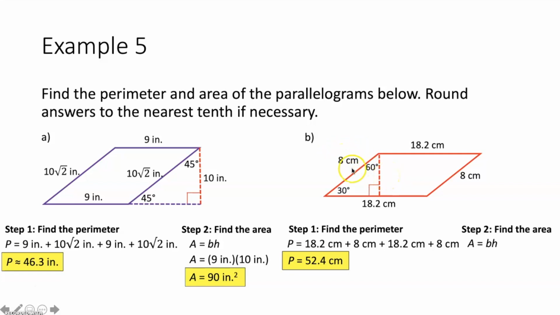So what is 8 centimeters divided by 2? That would be 4 centimeters. So that is the length of our shorter leg, which is the height in this case. So I can take that 4 centimeters, plug it in for our height, and now I just multiply 18.2 times 4. I get our area of this parallelogram is 72.8 centimeters squared, or square centimeters.